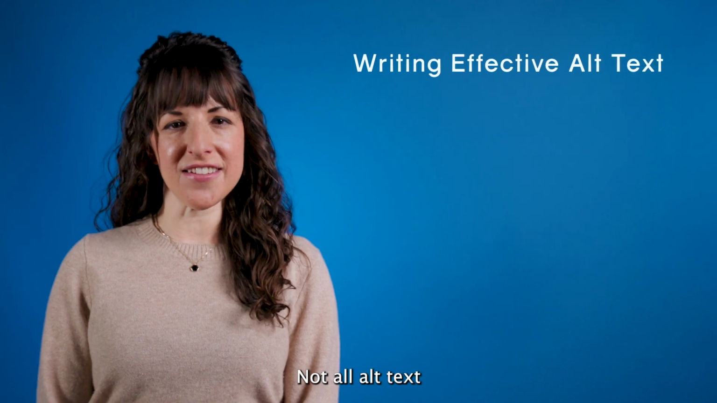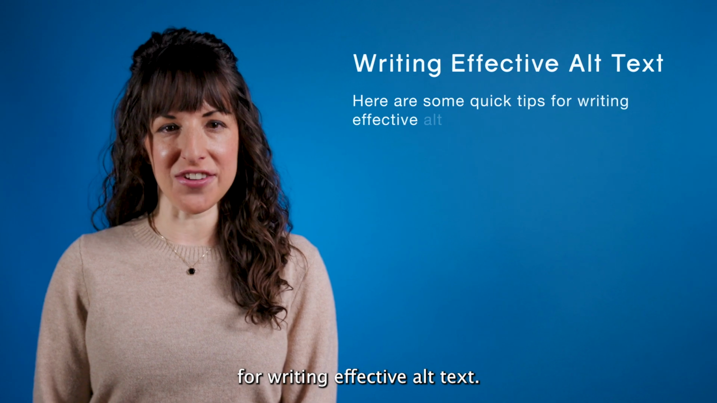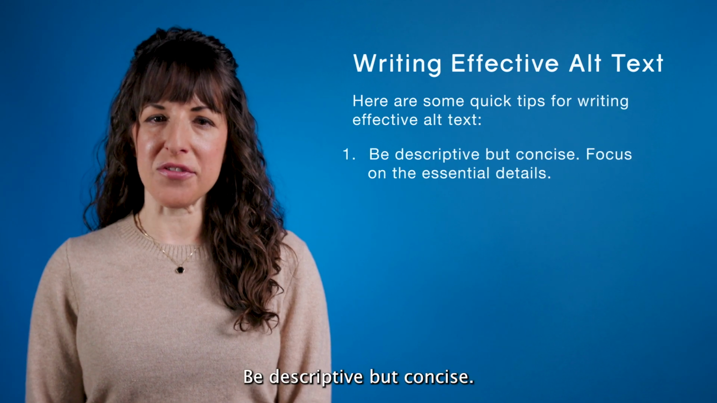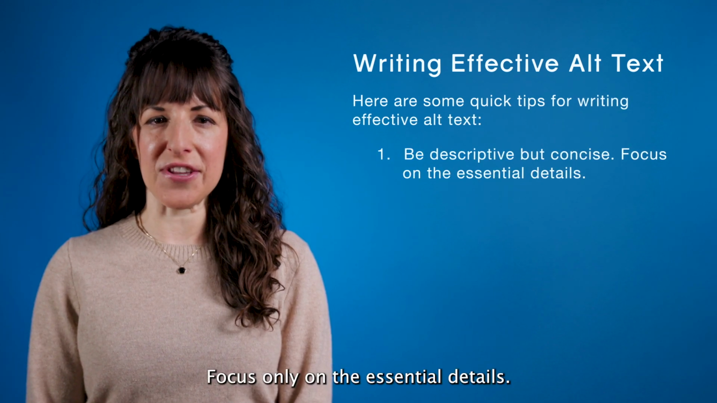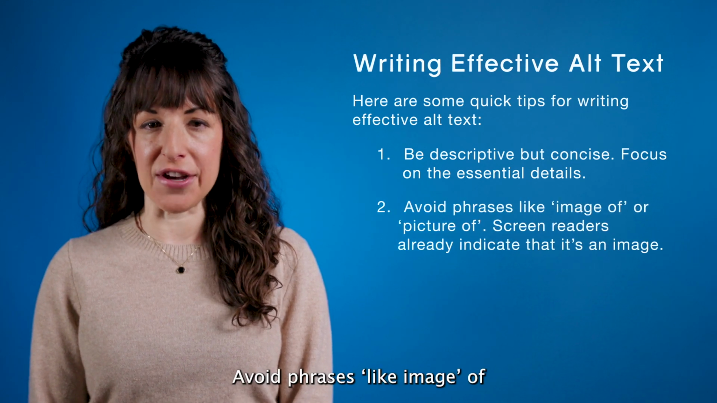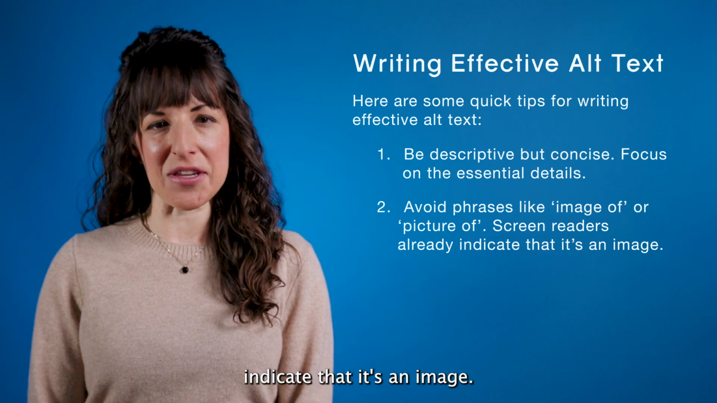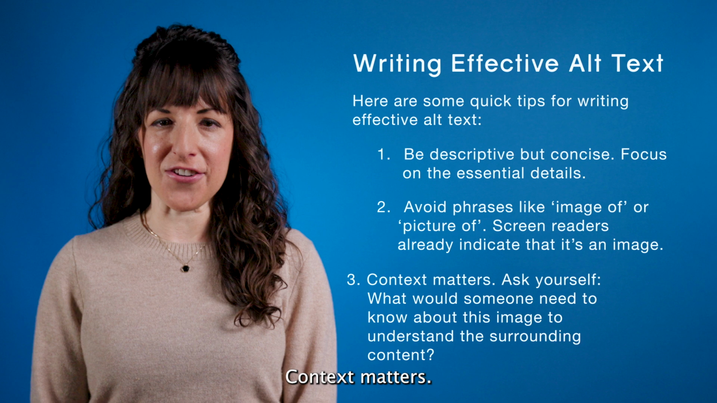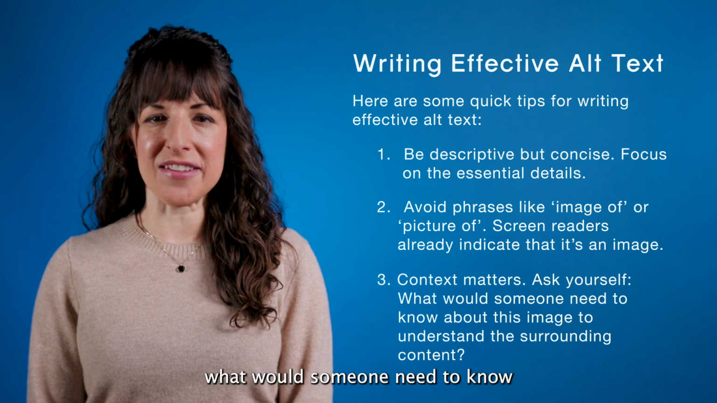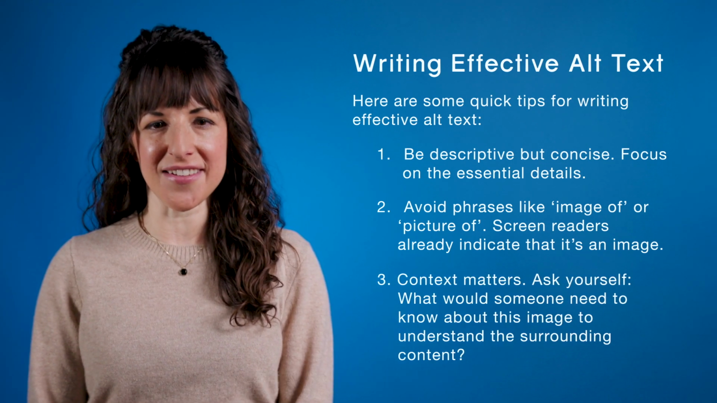Not all alt text is created equal. Here are some quick tips for writing effective alt text. Be descriptive but concise. Focus only on the essential details. Avoid phrases like "image of" or "picture of." Screen readers already indicate that it's an image. Context matters. Ask yourself, what would someone need to know about this image to understand the surrounding content?